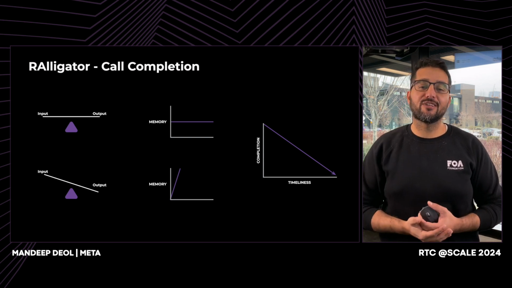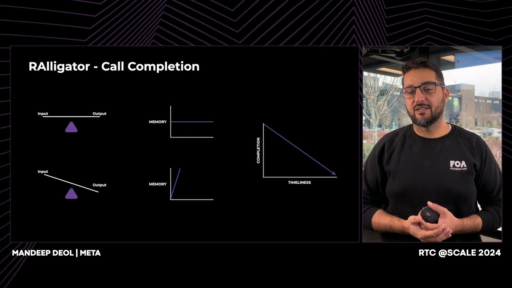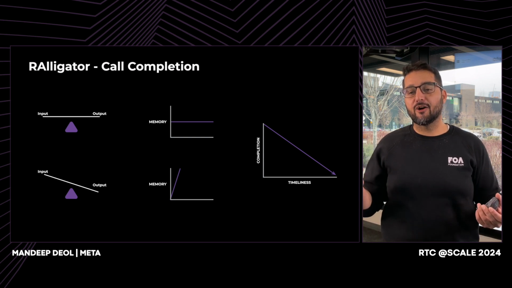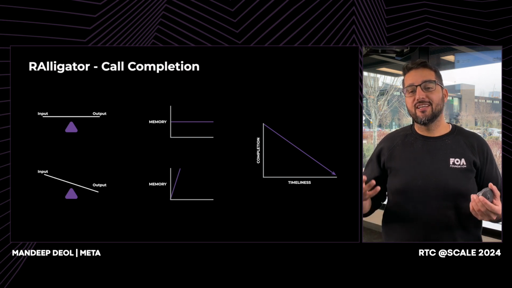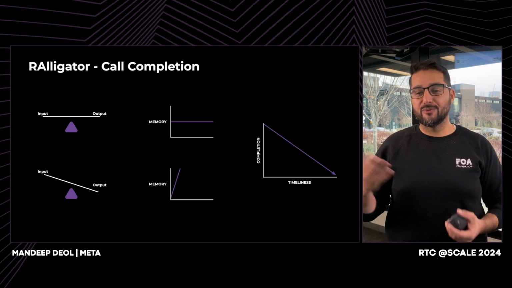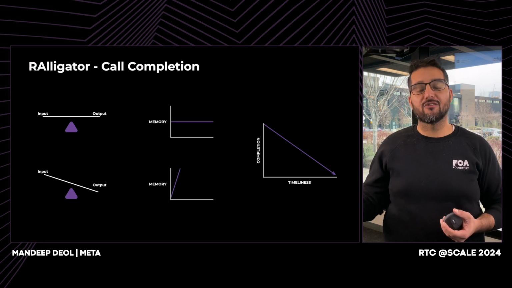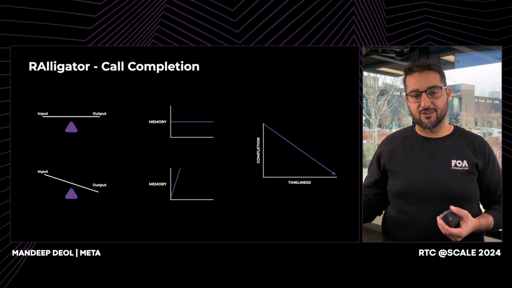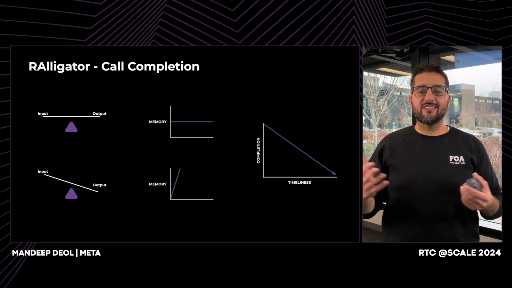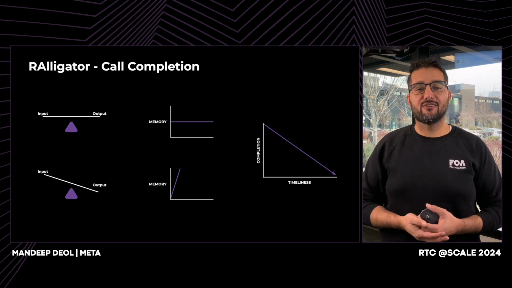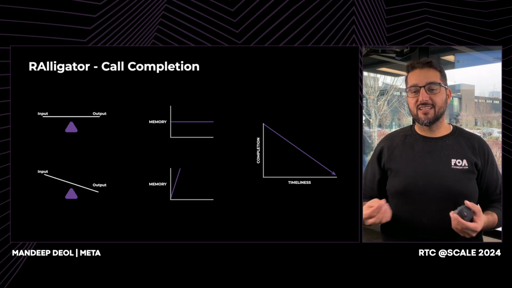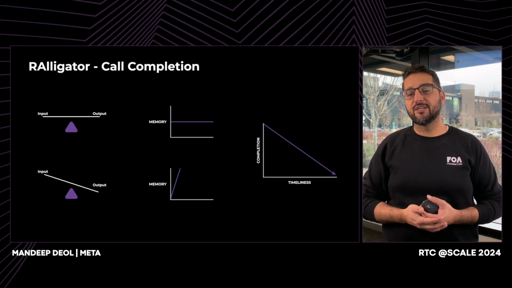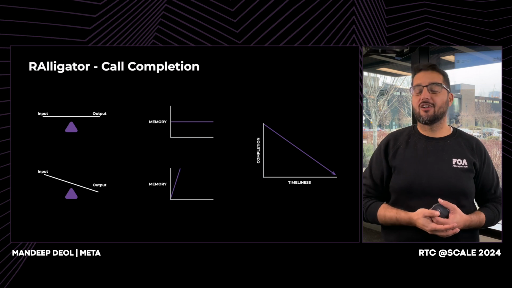But this is in conflict with our other requirement. We want the aggregated outputs to be as complete as possible. So if we complete calls too quickly, we risk not getting all of the logs for a particular call. And there's actually no deterministic way of knowing when all of the logs for a call have arrived. This is mainly due to reliability, in particular client-side logging reliability.